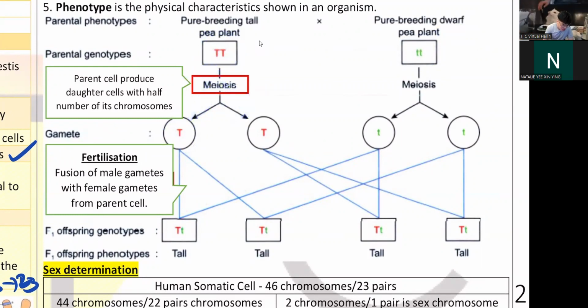So this is your dad's sperm. If your dad is a very tall person, if everyone in his family is tall, then all his sperm will be big T, because he has no small t in his gene. He has very strong genes, all big T. And then your mom, if she's short, then her ovum is all small t.